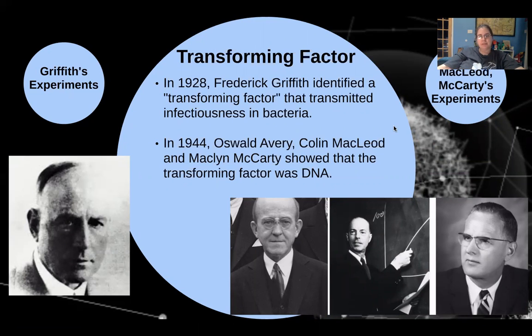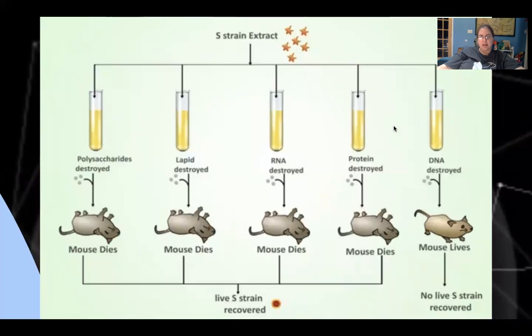In 1944, Oswald Avery, Colin MacLeod, and Maclyn McCarty showed that this transforming factor was DNA. They pretty much repeated Griffith's experiments, but they looked at more than just whether the mouse lived or died.